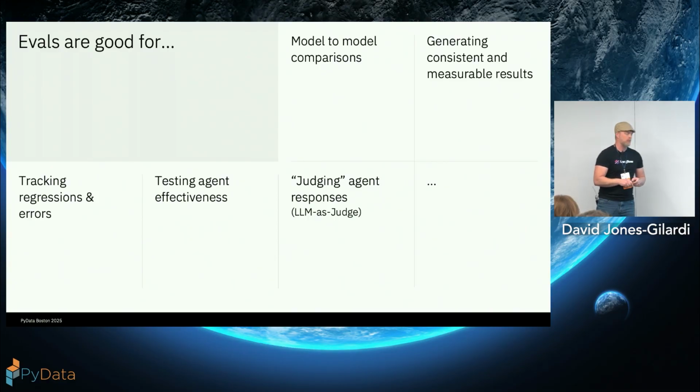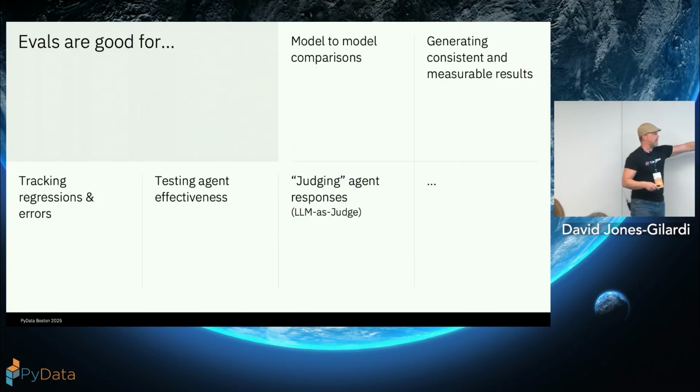Generating consistent and measurable results, that is a huge one. Tracking regressions and errors. This one I find particularly useful. How many here have ever made what you thought was a really slight modification to a prompt and just had something completely go off the rails? Yes, thank you. We're all there. We all feel the pain.